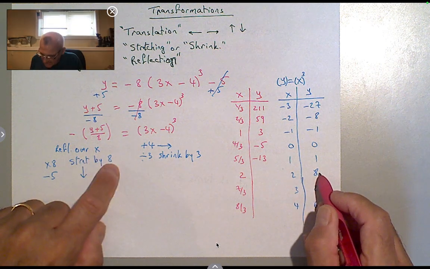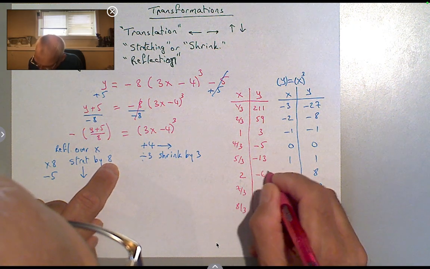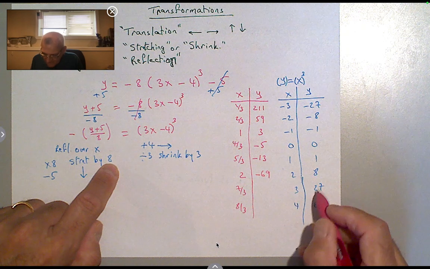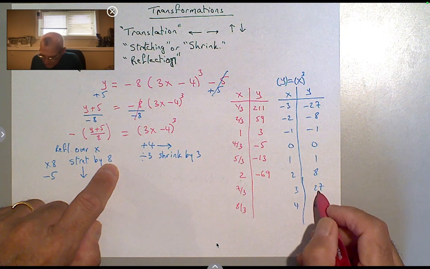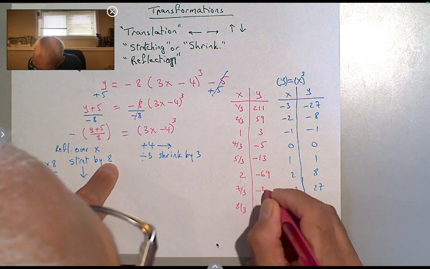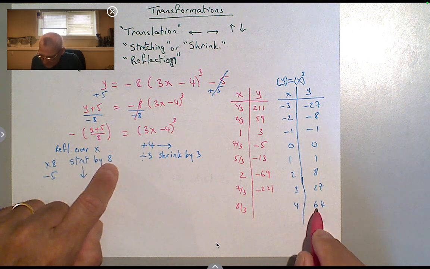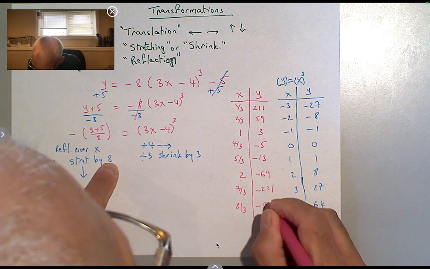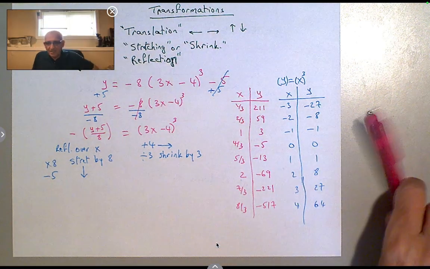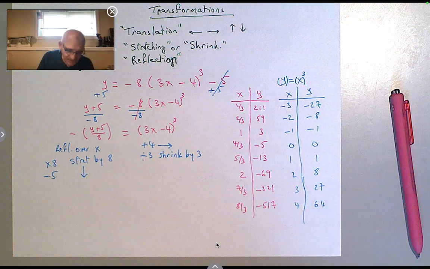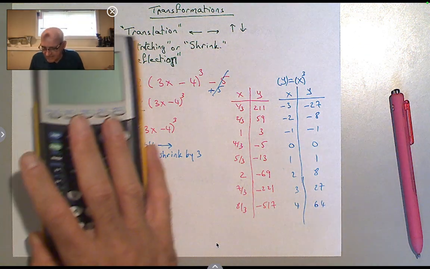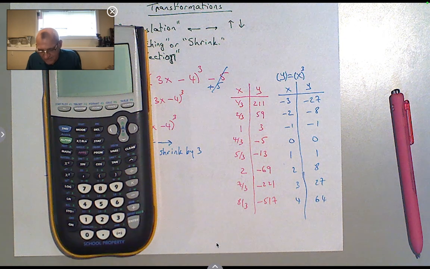Reflect: negative 8 times 8, negative 64. Subtract: negative 69. Reflect: negative 27. We said it's negative 216, then negative 221. Reflect: negative 64. Multiply by 8, negative 512. Subtract 5, negative 517. Of course, these are very large numbers, but let's see if that's really what happened.